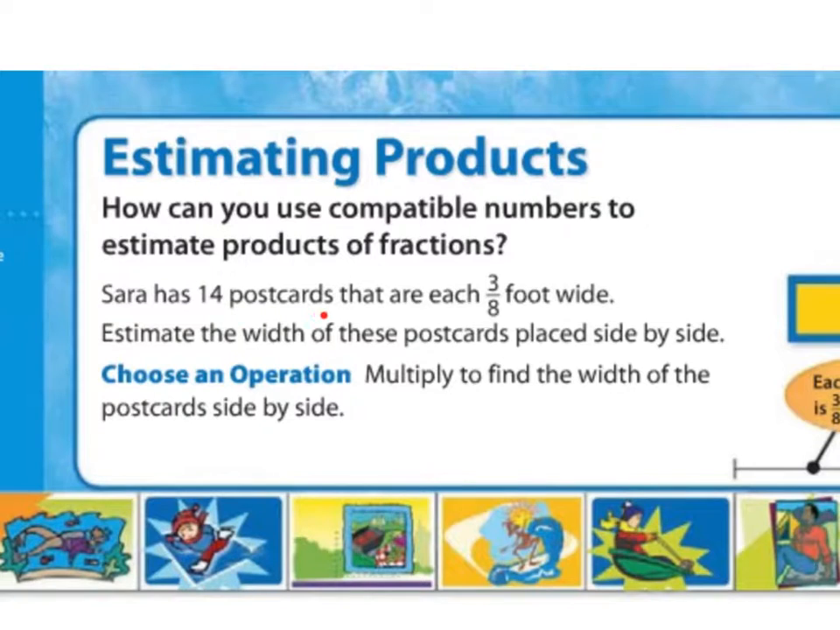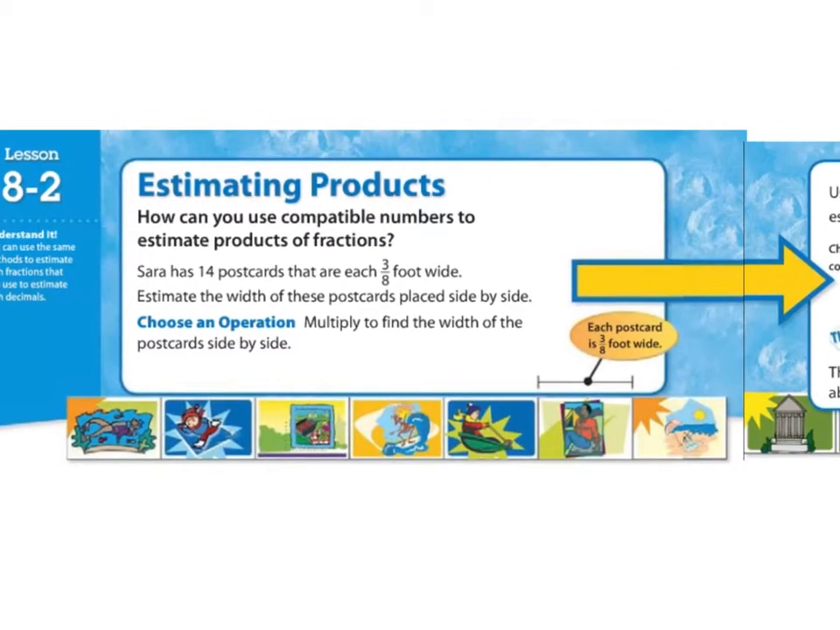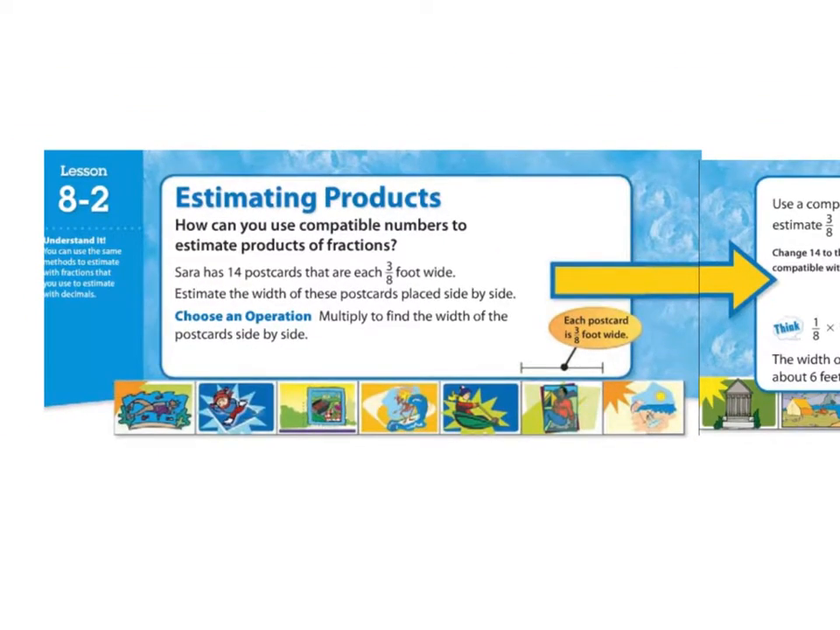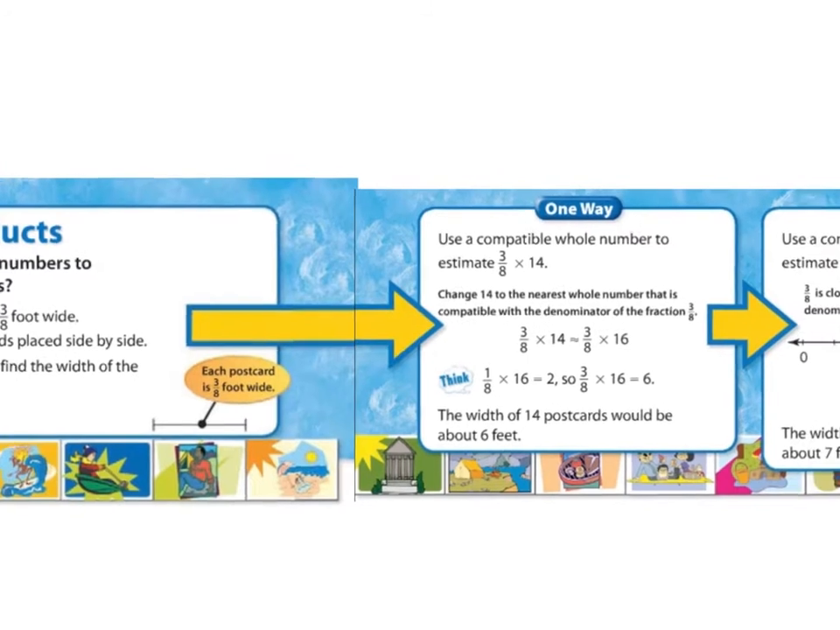So Sarah has 14 postcards that are each 3/8 foot wide. Estimate the width of these postcards placed side by side. So if we have 14 right next to each other, how wide is it going to be if each one's 3/8? So I see that we're going to multiply to find the width of the postcards, how far they are side by side. And that's the visual you see on the bottom of the screen.